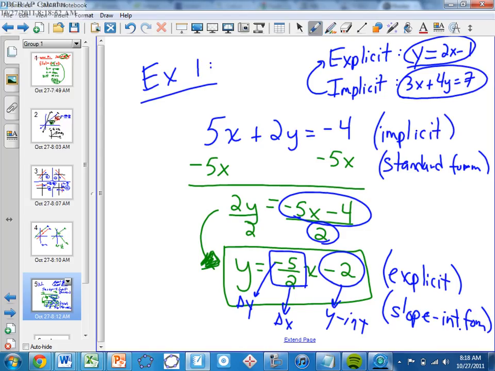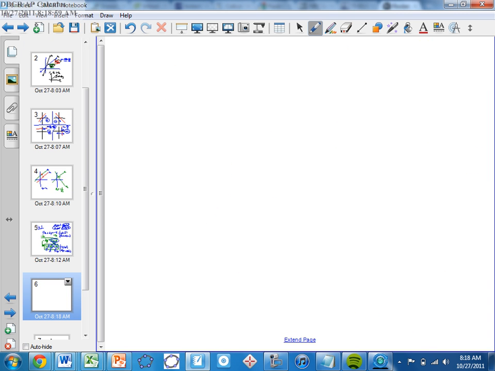Let's just do one more. I have 2 more on your notes. I'm going to do one more of the next 2. If we have 2x equals 3y minus 7. Okay, 2x equals 3y minus 7. Add 7. I would add 7 also, right? Because what's the goal? To get what by itself? Y. So get rid of what's around y.